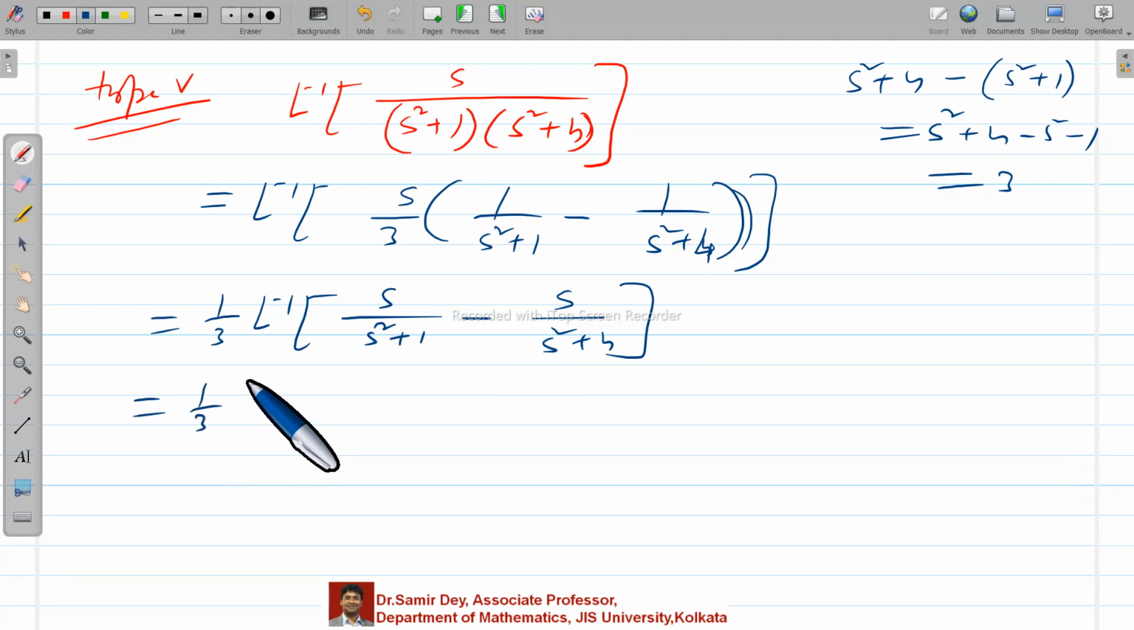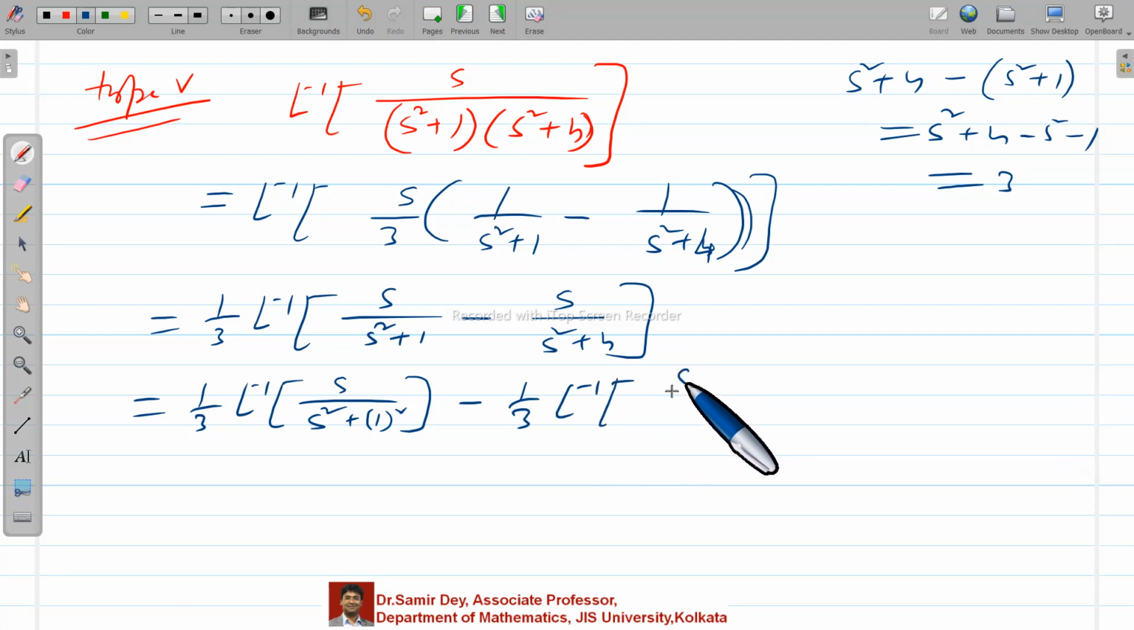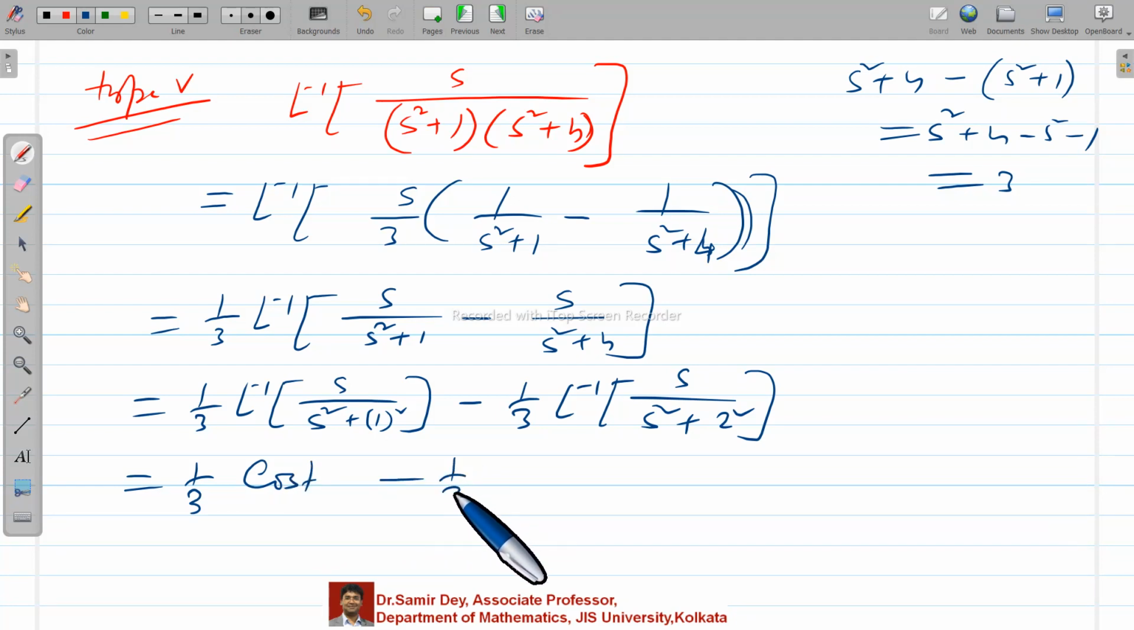So now you make it clear, that is s by s square plus 1 whole square minus 1 by 3 L inverse of s by s square. This 4 can be written like this, 2 square. So ultimately it is coming 1 by 3, it is coming cos of t, minus 1 by 3, it is coming cos of 2t. I think it is clear. So again and again, just you pause it and again you rewind it to check the steps.